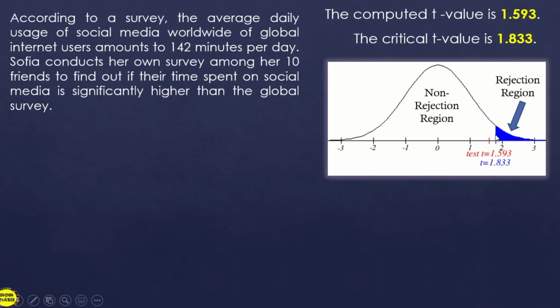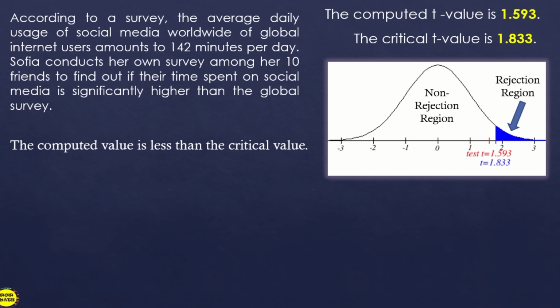So, again, yung computed t-value natin, itong naka-mark na red. As you can see, class, makikita natin na yung computed t-value natin nasa non-rejection region siya. Wala siya dito sa rejection region. Nandito siya sa non-rejection region or sa acceptance region natin. Itong tatandaan nyo class, kapag yung computed value natin ay mas mababa sa critical value, yung computed value nyo niyan ay nasa non-rejection region.